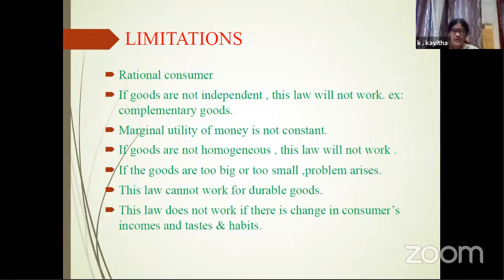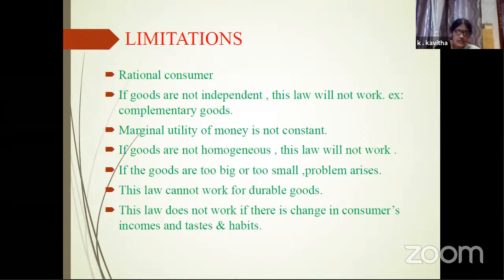And if the goods are not independent here, the law will not work. Here complementary goods can be taken. Complementary goods means the use of a single good depends on another good. If you are going to use a pen, it depends on the ink. If you want to make tea, we need the sugar also, the tea powder also, not only milk. Tea powder and sugar, the complementary goods, we need here. So if the goods are not independent, this law will not work.